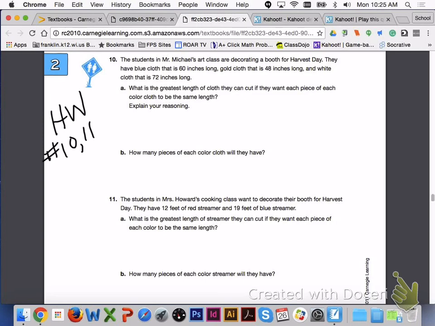Let's finish up with lesson 2.3. For homework tonight, I would like you to do number 10, A and B, and number 11, A and B. That will do it for lesson 2.3 on investigating factors and greatest common factors.